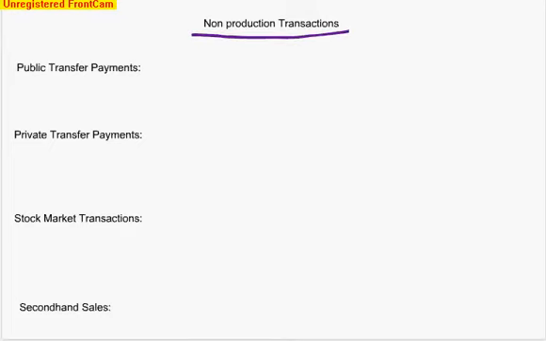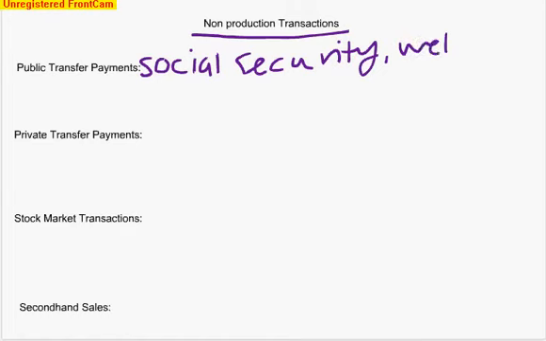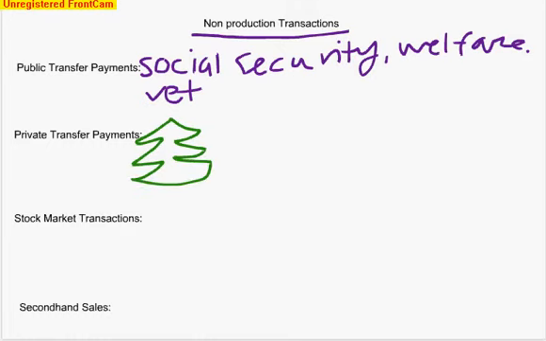So some of these examples are public transfer payments, and that's going to be stuff like Social Security, welfare, and veterans payments. Another type that is a non-production transaction is private transfer payments. So this is like Christmas time when your grandma gives you money, and it's not really official, it's just a private transaction among individuals.